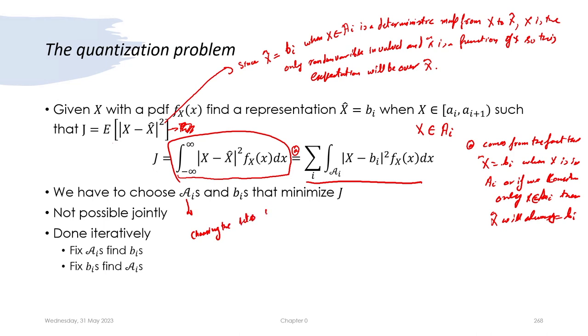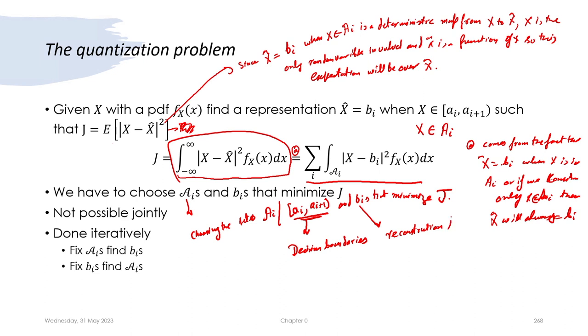choosing the sets A_i, or equivalently the intervals a_i to a_{i+1}, and b_i's that minimize J. So the problem reduces to choosing these sets, and let me give a formal name. The a_i's are called decision boundaries and the b_i's are called reconstruction levels. But practically it is not possible to solve for a_i and b_i simultaneously, or simultaneously minimize a_i's and b_i's.